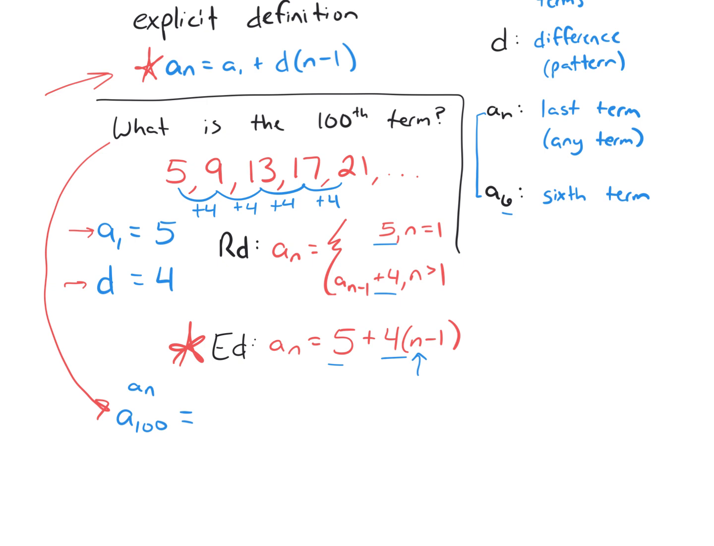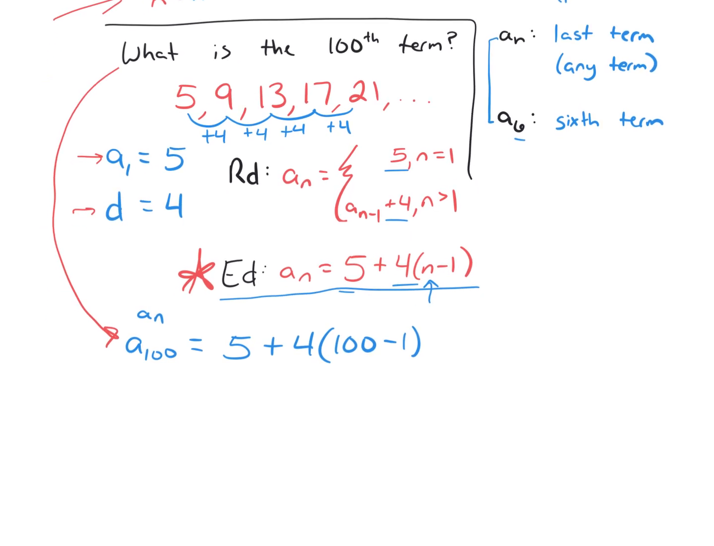So what am I? I'm going to plug in 100 for n, right? Because remember, n and 100, or n and this number right here, should always match. So then I have 5 plus 4 times 100 minus 1. So I'm using this equation right here and plugging in 100 because that's the term I'm looking for. So now I solve what's first.